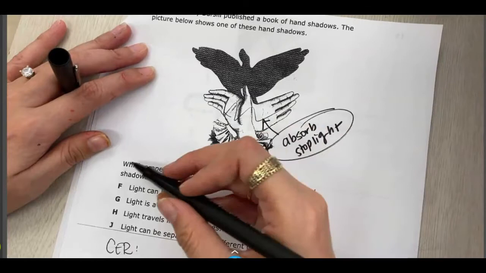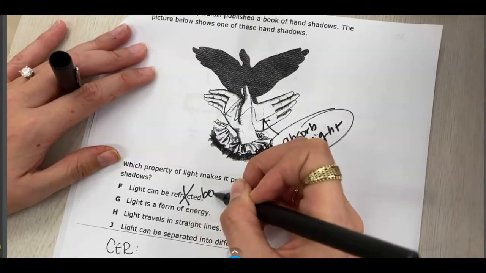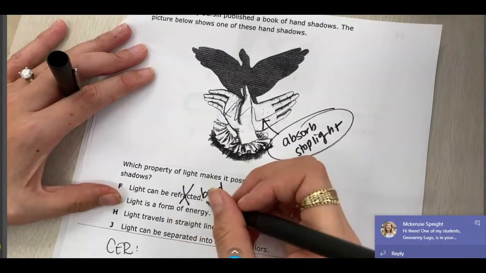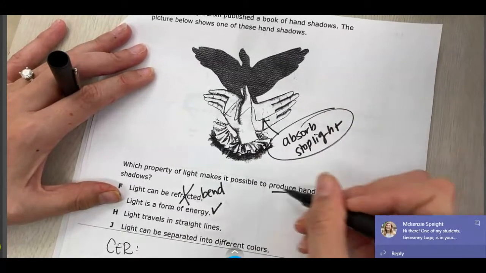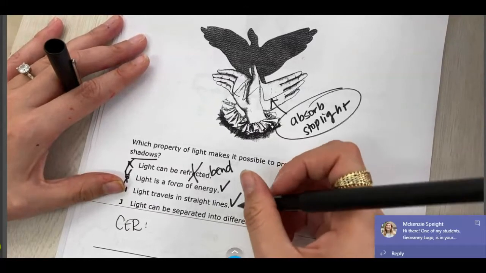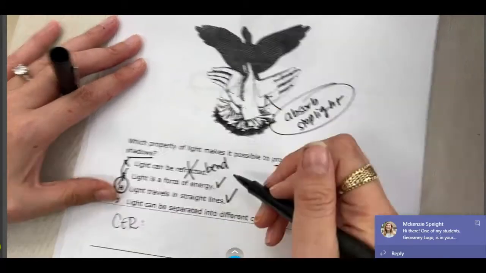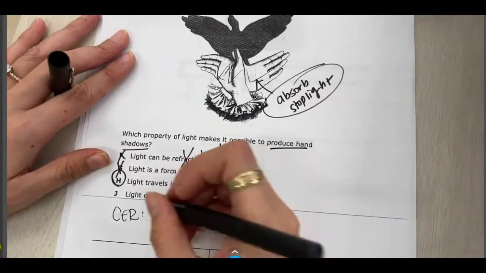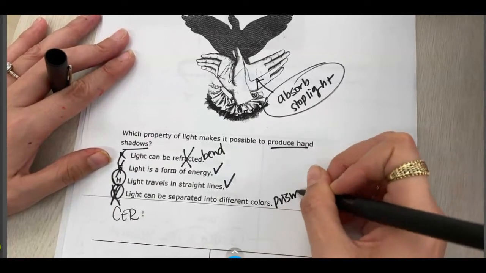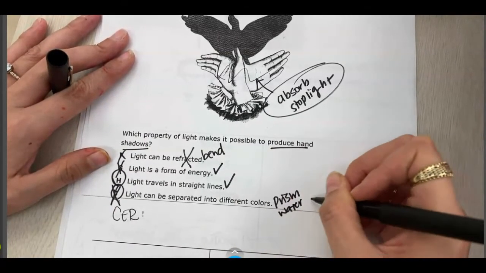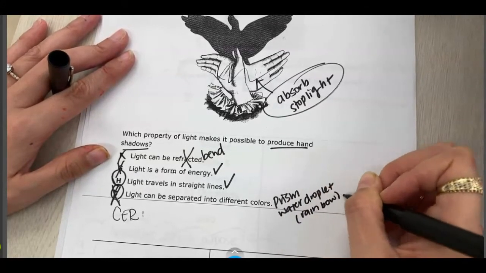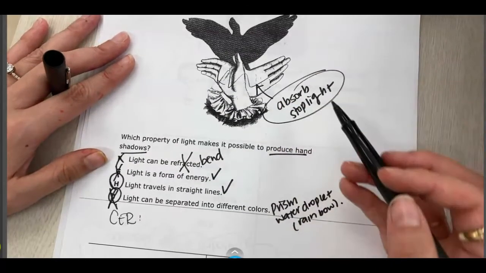Now, which property makes this possible? Not refraction, because refraction bends, and it's not going through different mediums. Light is a form of energy. It is, but that's not the reason why you produce hand shadows. Light travels in straight lines. Yes, I know Ms. Cerecero said it over and over and over again. So this is my answer. Light can be separated into different colors? No. Only when it goes through a prism or through a water droplet. Remember, we talked about rainbows. Only if that happens, but this is not the case right here.